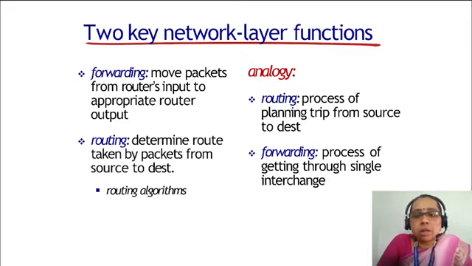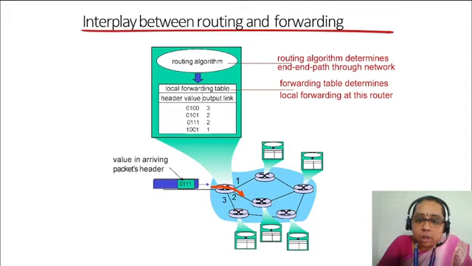By analogy, routing is the process of planning a trip from source to destination, and forwarding is the process of getting through a single interchange. So these are the two concepts we should be aware of, and the interplay between routing and forwarding.